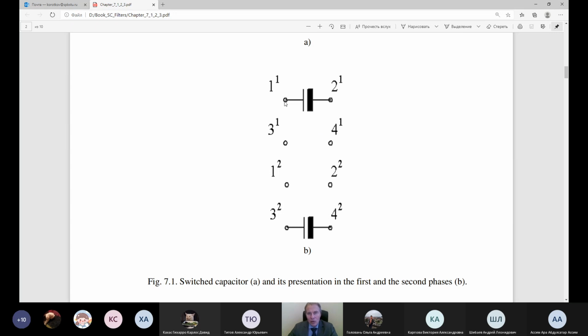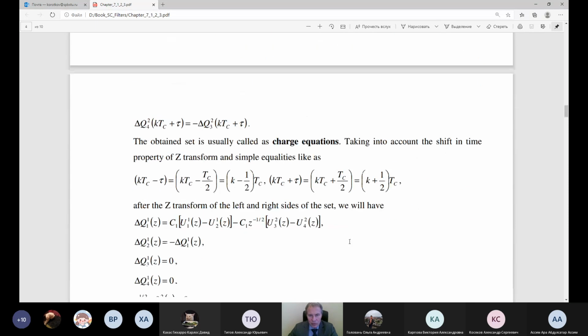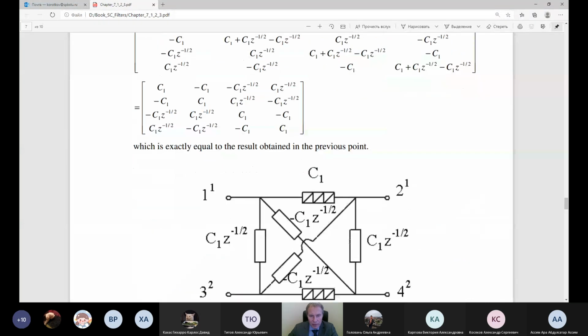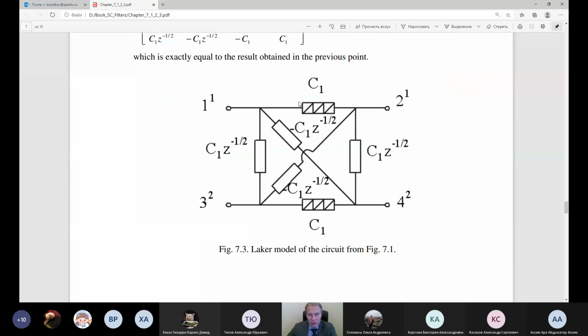On the first phase, the capacitor is connected between this pair of nodes. On the second, it is connected between this pair of nodes. What we have in the Lecture model, look: the resistive element is included between the first pair of the nodes and between the second pair of the nodes, here and here. And after that, it is necessary to include into the circuit the storistor element.